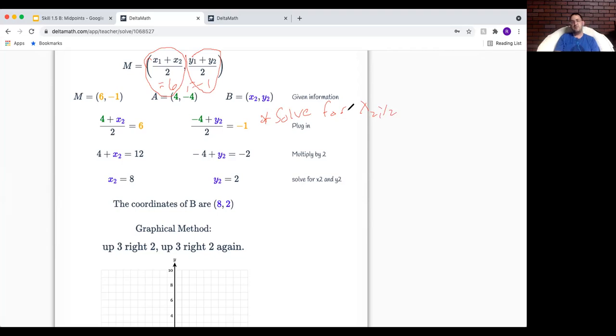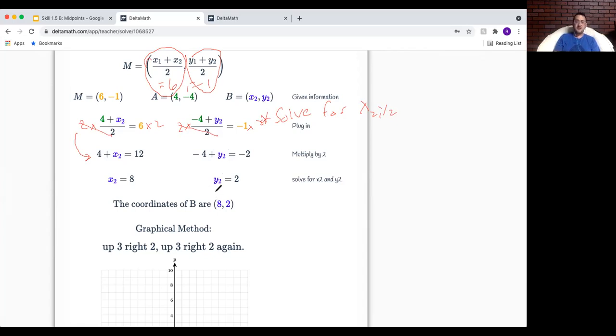And what we are doing here, when we set that up, I'm getting rid of the 2's in the denominator by multiplying by 2 on both sides. And that's how I get to this step. So these 2's go away. So I'm just left with 4 plus x2 equals 12, because 6 times 2 is 12. And then here I'm left with -4 plus y2 equals -2. And then I'm just going to solve for the coordinates, and I get (8, 2).